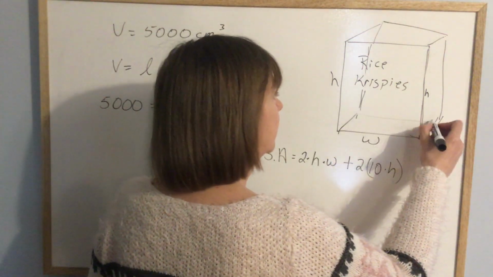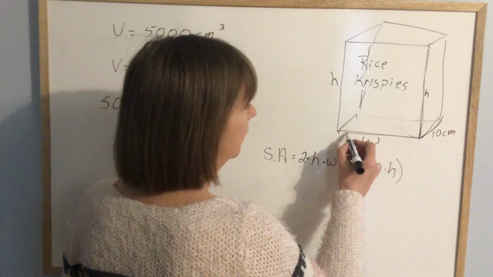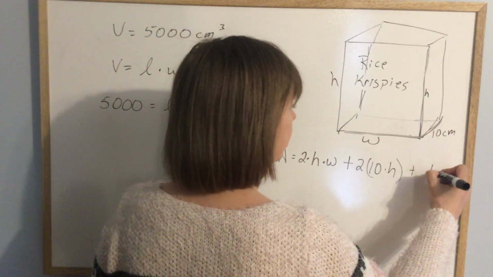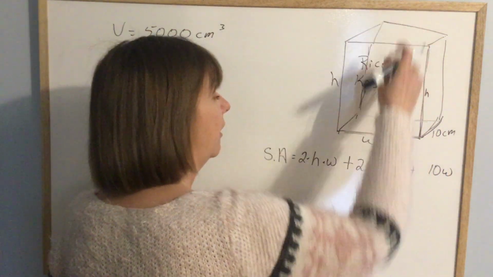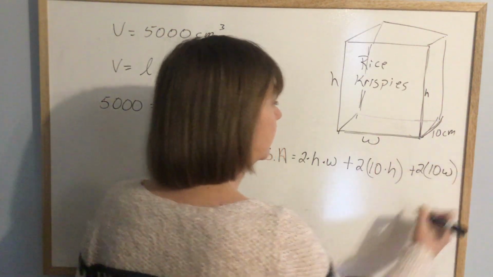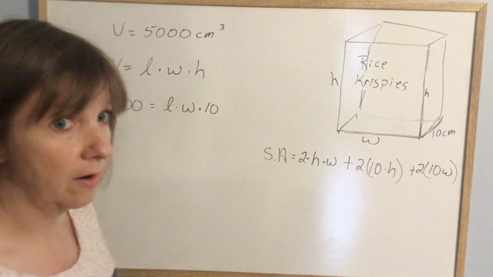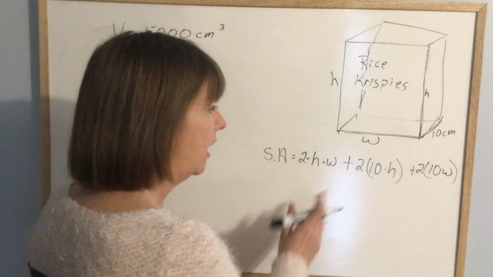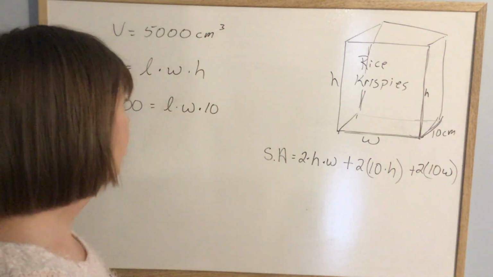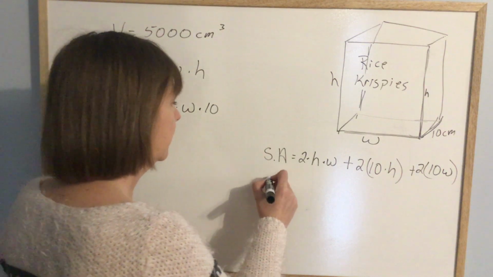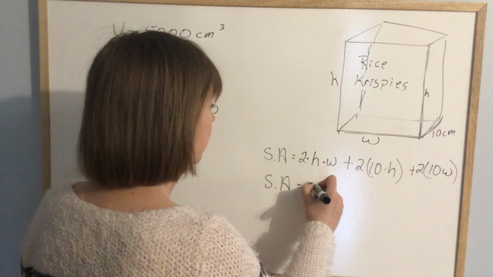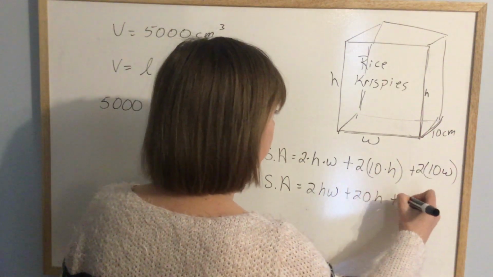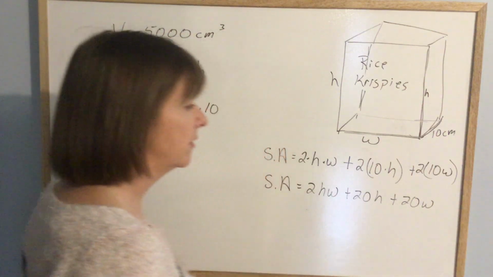And then there is the bottom. The bottom is the width times 10. But again, the bottom and the top would be the same size, so I would do 2 times 10 times W. Now I filled in everything I can in here, and I filled in everything I can here. Now I can simplify this a little bit. I can say surface area is 2 times HW plus 20 times H plus 20 times W.